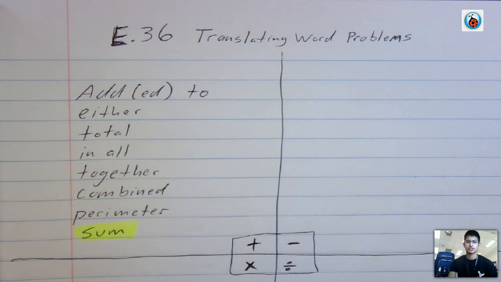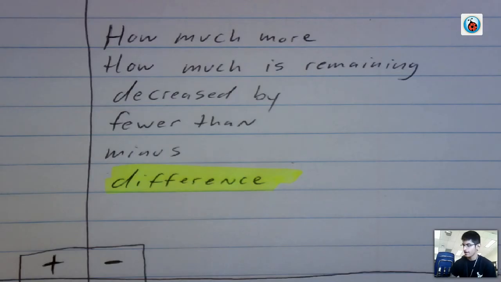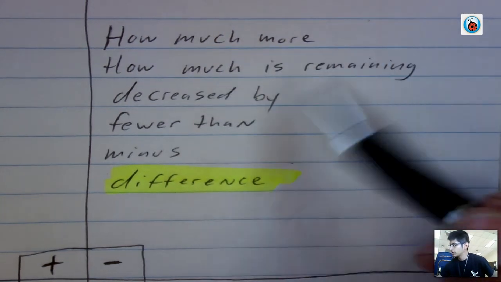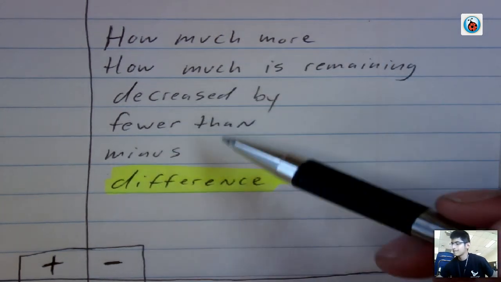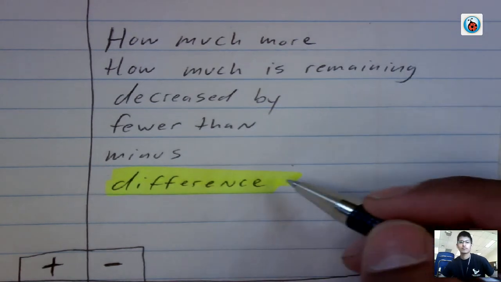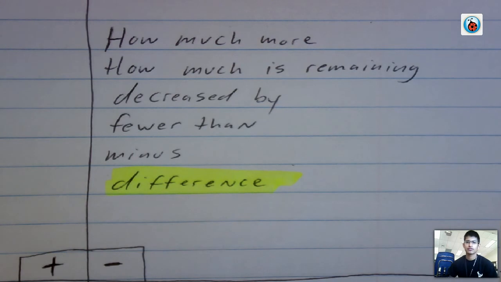So let's go to subtraction. For subtraction, we have phrases like how much more, how much is remaining, decreased by, fewer by, minus, and then the word that means the answer to a subtraction problem is difference. So go ahead and highlight the word difference.